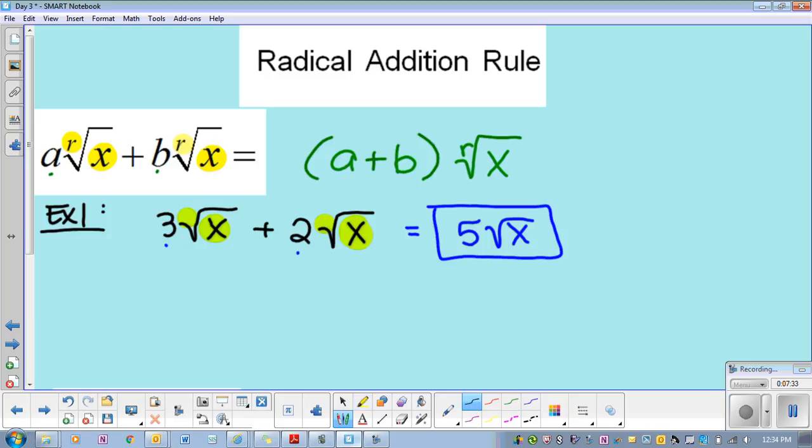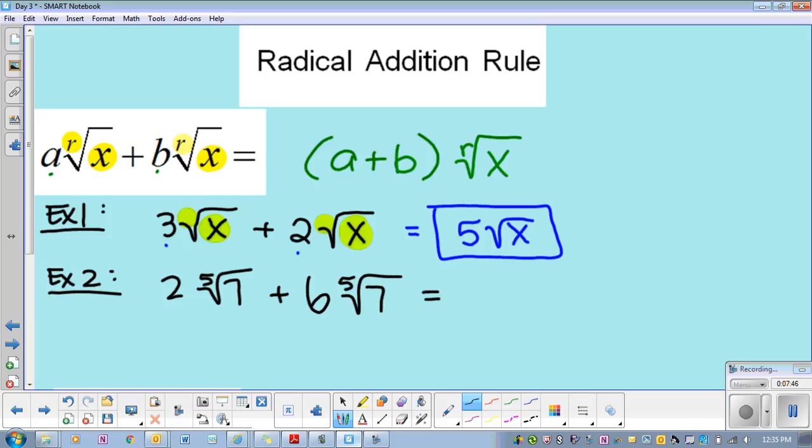So here's example 2. We have 2 times the 5th root of 7 plus 6 times the 5th root of 7. What do we get? Good.